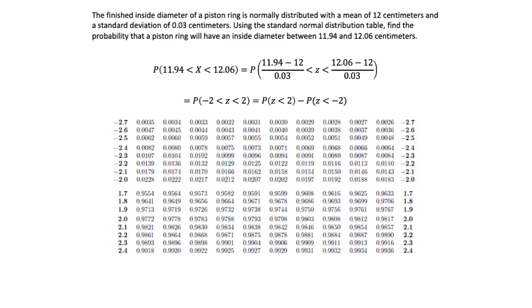So pulling up these portions of the probability table, we can see that for the probability of z being less than 2, it is 0.9772, and the probability z is less than -2 is 0.0228. Subtracting these two, we get a probability of 0.9544.